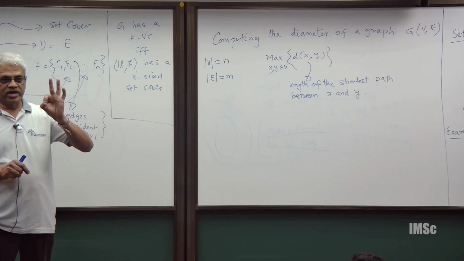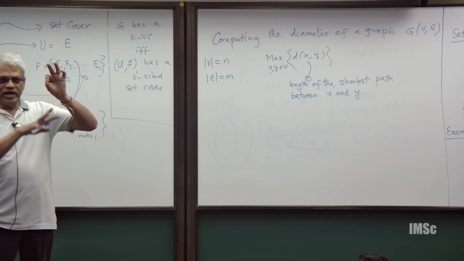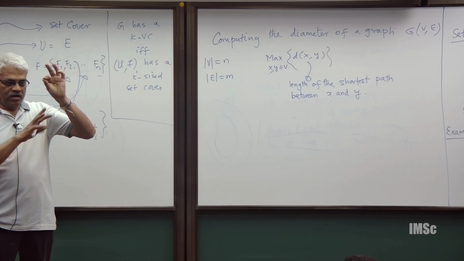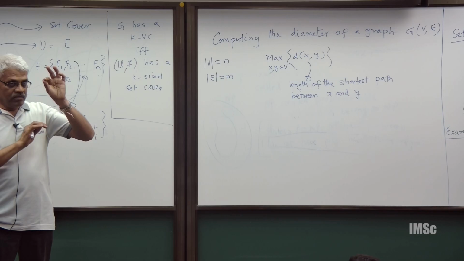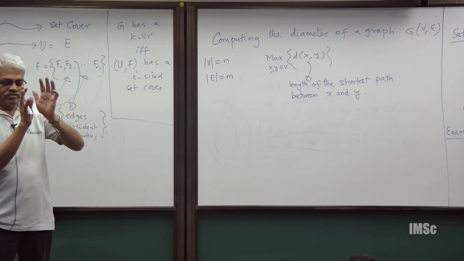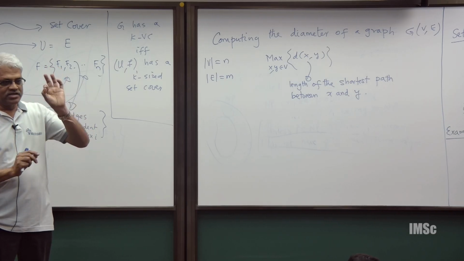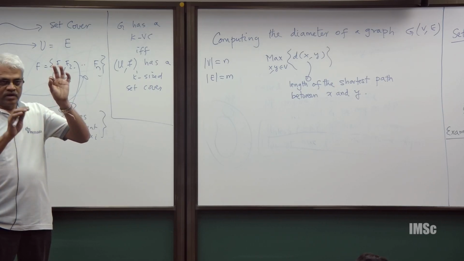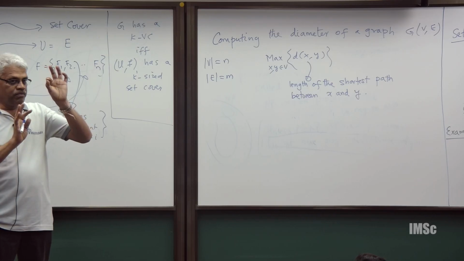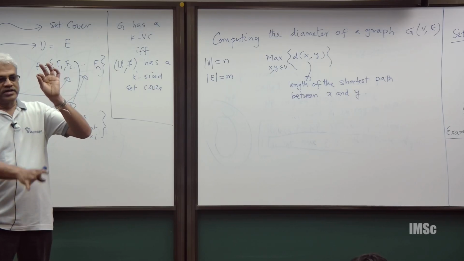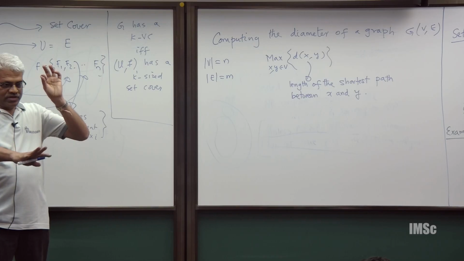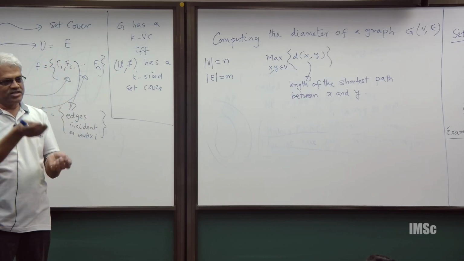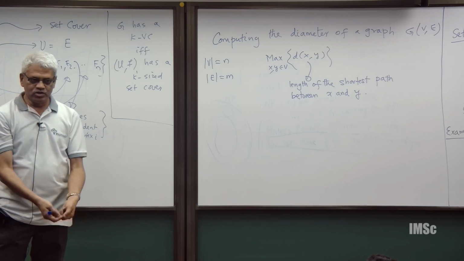So, I start from a vertex, I do a BFS. What do I get at the end of it? If I do a BFS in general starting at x, some vertex, what do I get? The shortest path between the starting vertex and every other vertex. Exactly. That's what you get. It's sort of like what you get in Dijkstra, the single source, but here there are no weights on the edges, so you don't need Dijkstra. You can just do a BFS.